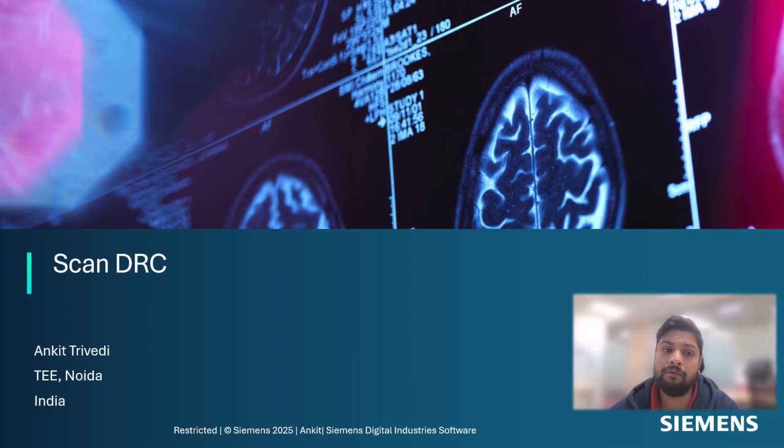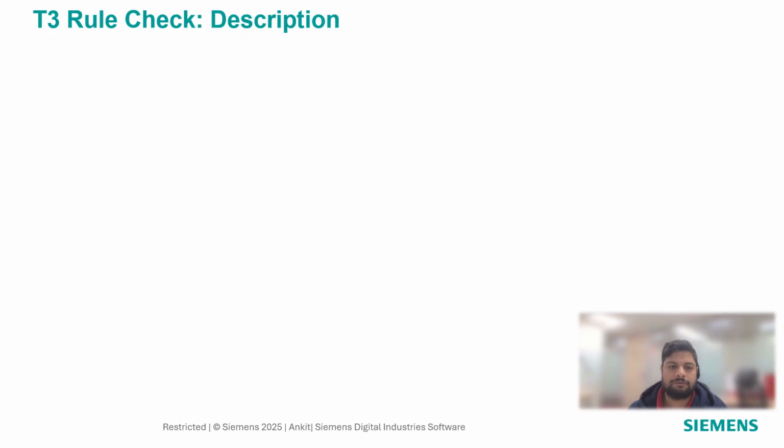In this series, we will explore various Scan DRC rule checks and understand their roles in ensuring robust scan design implementation. We will start by looking at the T3 DRC rule check, understand why it occurs and how we can systematically debug and resolve it. Now let's understand what exactly T3 DRC means.